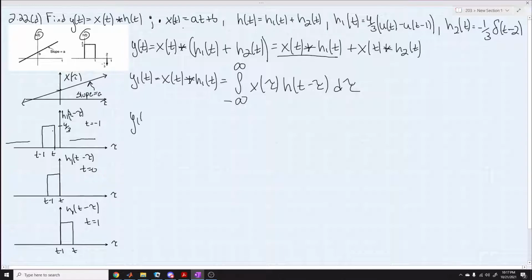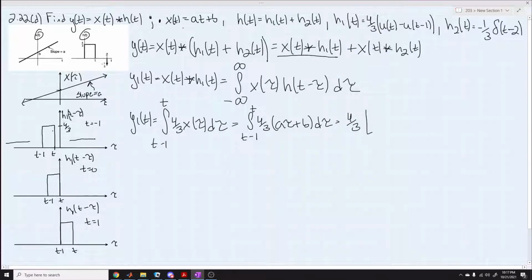So we can rewrite y1 of t as the integral from t minus 1 to t of 4/3 times x of tau d tau. And we'll change out x of tau. So we have 4/3 times a tau plus b, d tau, which equals 4/3 times 1 over 2a tau squared plus b tau, and we want to evaluate that at t and t minus 1.